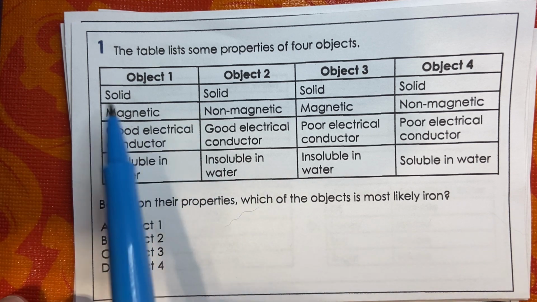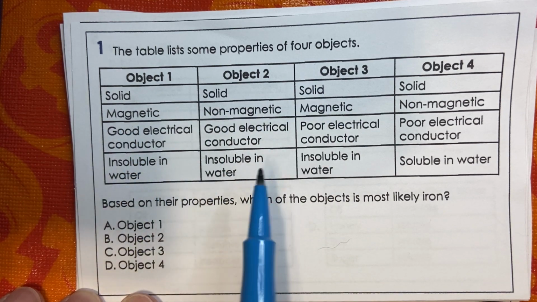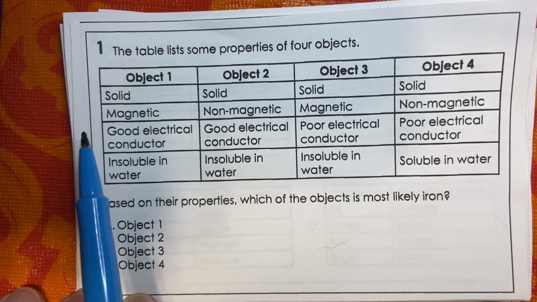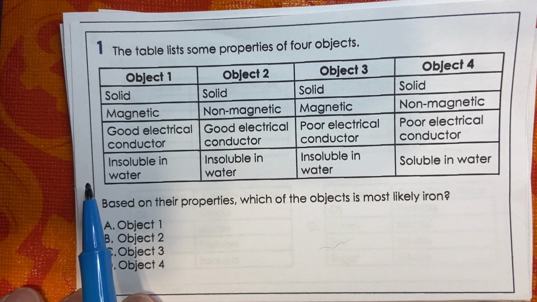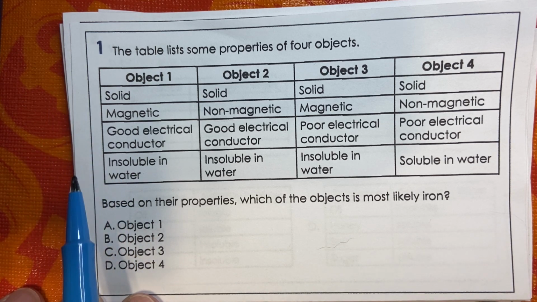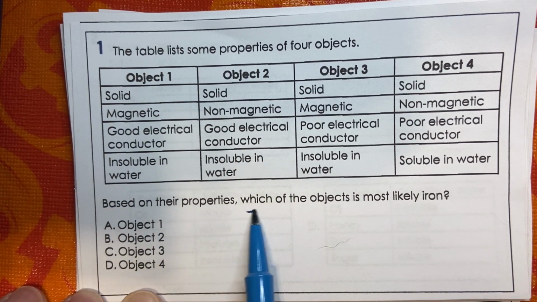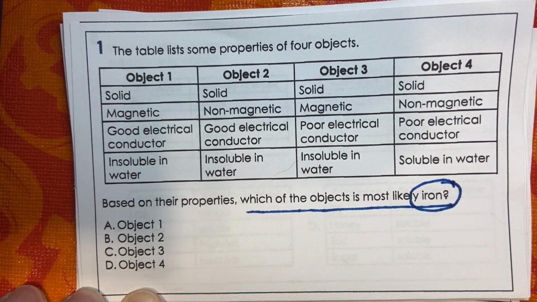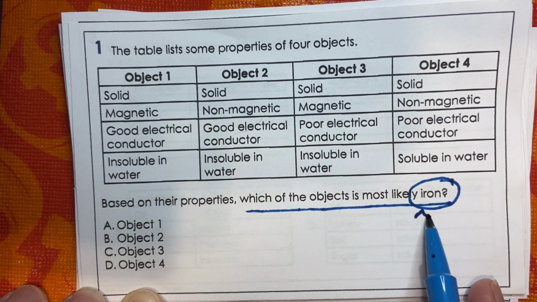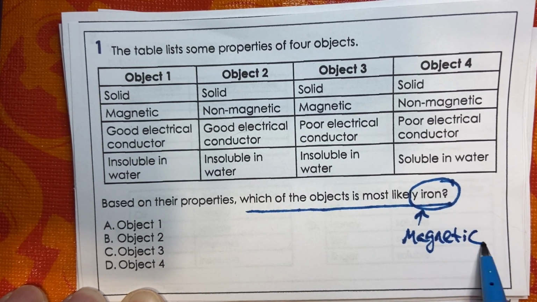So for question 1, the table lists some properties of 4 objects. We have object 1, 2, 3, and 4. We know state, we know magnetism, we know electrical conductivity, and we know solubility. Even though they didn't label them, I can tell that's what our categories are. So based on the properties, they're asking me to find an object that is most likely iron. Now, one of the key things that we know about iron is that it is going to be magnetic. So that's the first thing that I'm going to look for, okay?